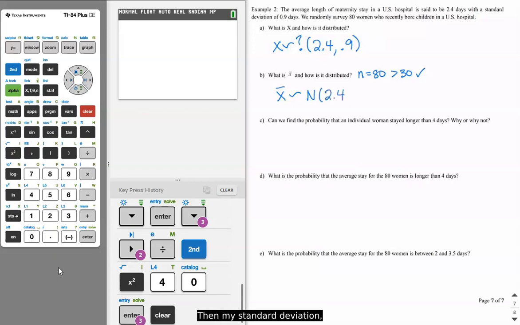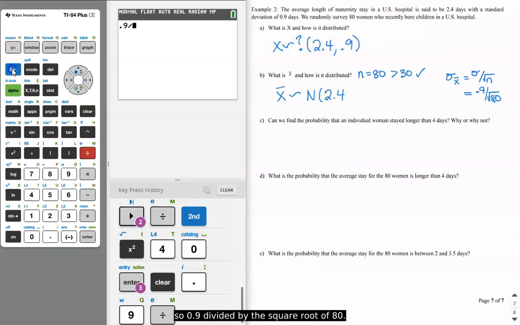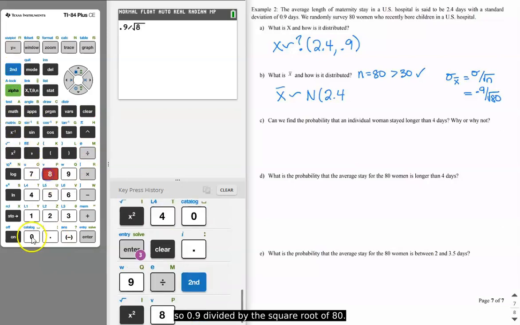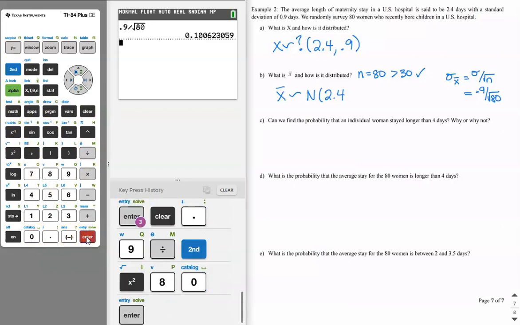And then my standard deviation, so if I do this to the side, my standard error would be the population standard deviation divided by the square root of n. So in this case, we would have 0.9 divided by the square root of 80. If we just calculate that quickly, if it wants a decimal approximation, it's 0.1006. Okay, so that's how that would be distributed.